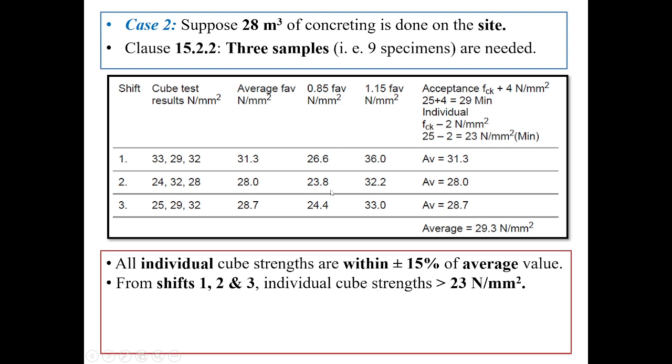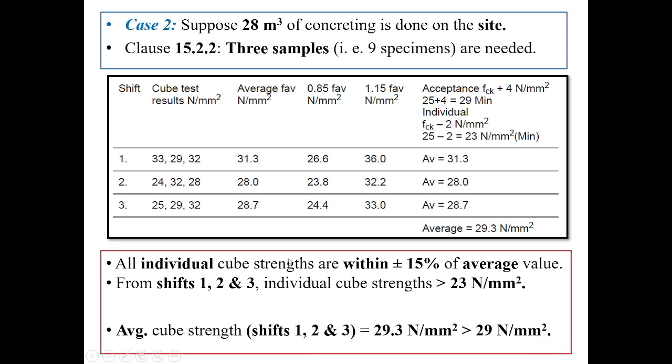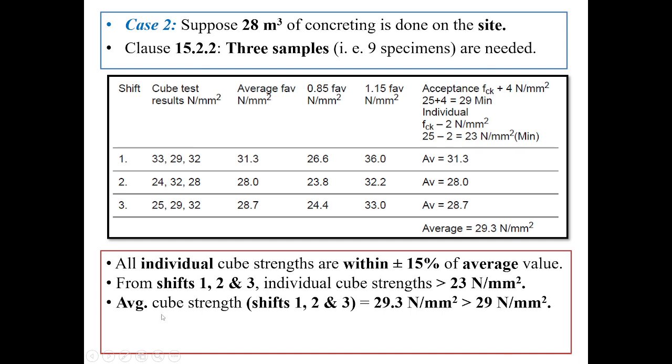Next, from shifts 1, 2 and 3, individual cube strengths are greater than 23. That means they are greater than FCK minus 2, because here you can see no cube strength is less than 23. The minimum strength you can see here is 24. So it is greater than 23. So that criterion is also passed. Next, the average cube strength of shifts 1, 2 and 3. That means here when I took the average compressive strength of sample number 1, 2 and 3, it is 29.3, which is greater than 29.